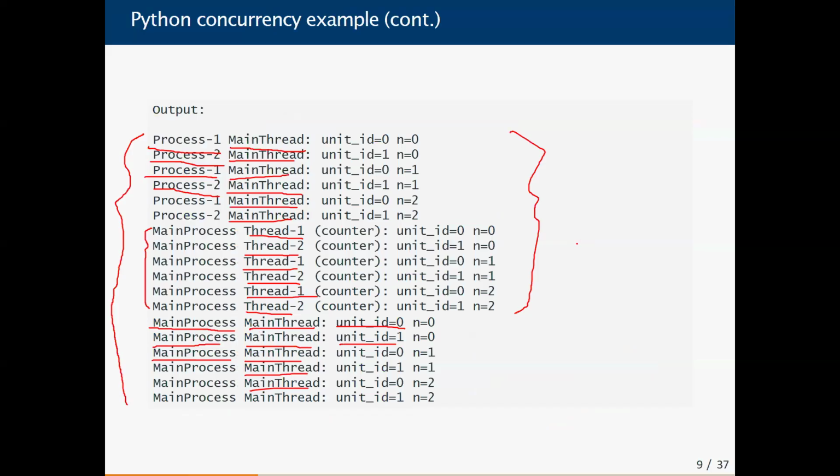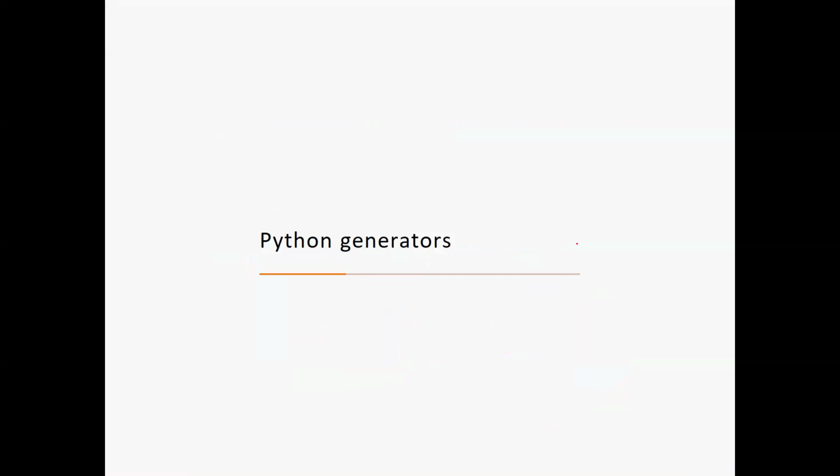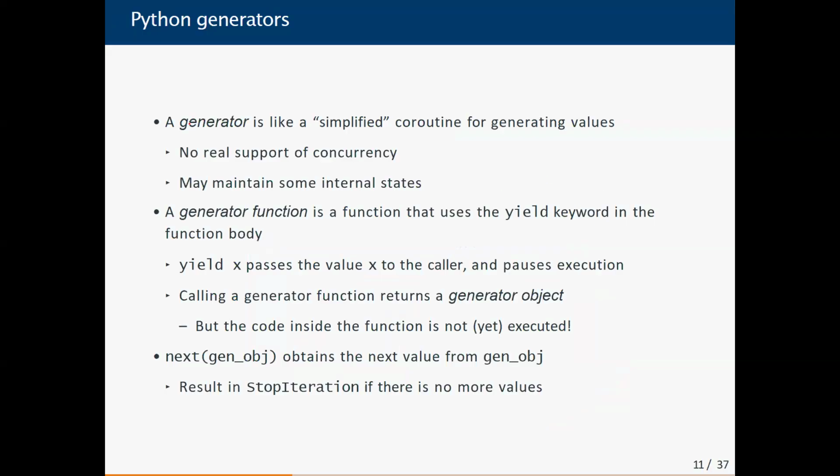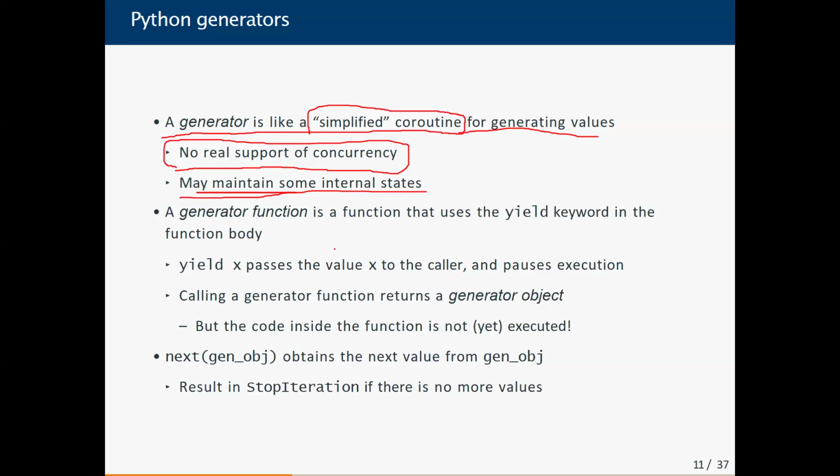To realize these things, usually we use Python generators. A generator is just a simplified coroutine for generating values. And as we said, a generator or this asynchronous programming actually doesn't support real concurrency, and it can maintain some internal states. So how do we define a generator function? The generator function almost looks the same as a general function. The only difference is that we use a yield keyword inside the function body.